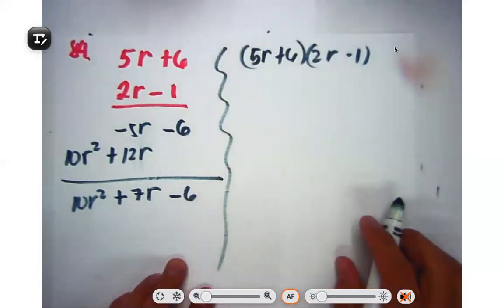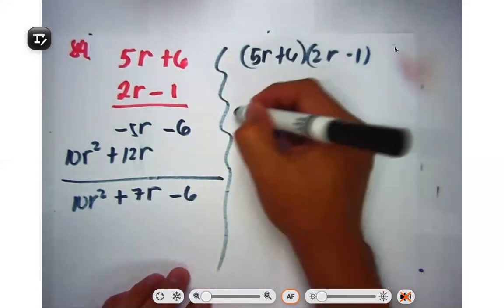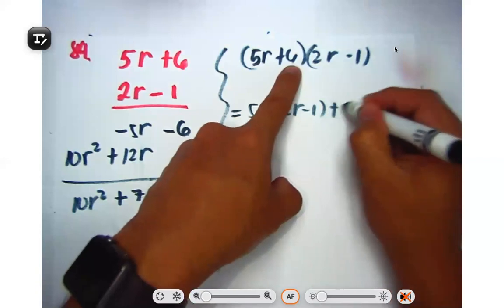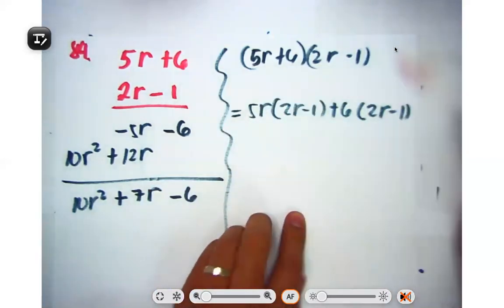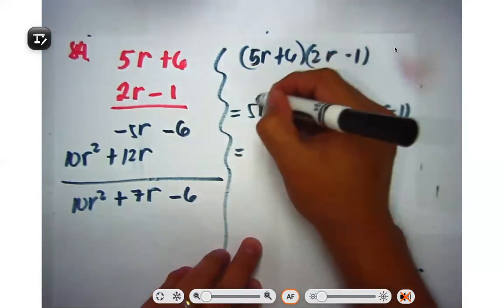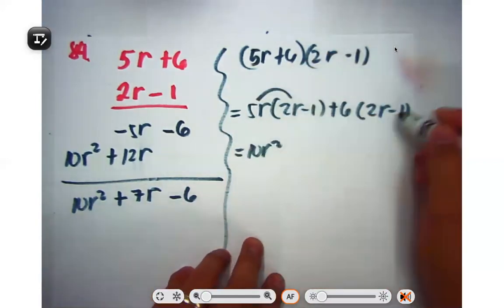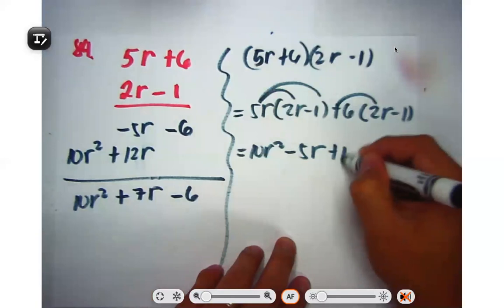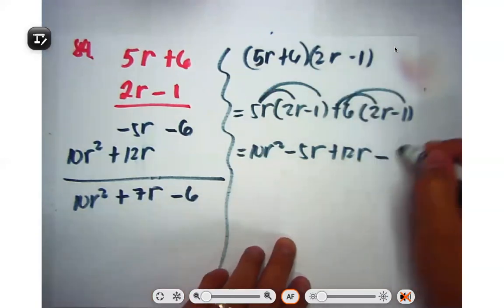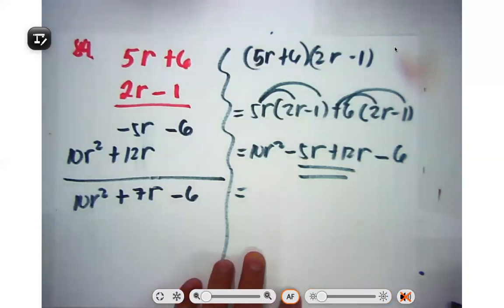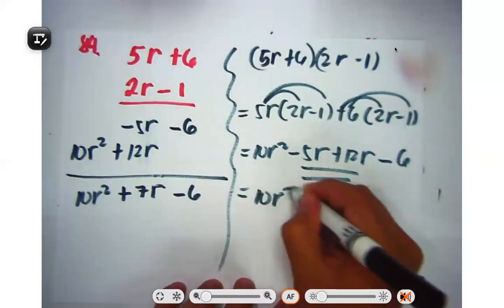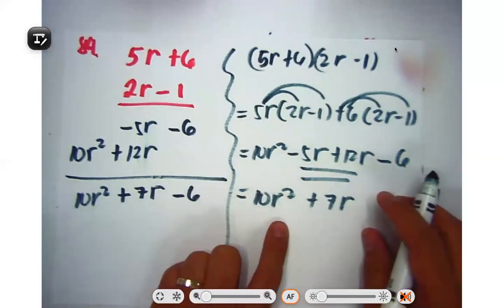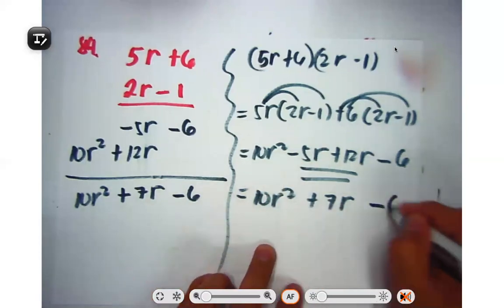Or let's prove if we get the same answer using the FOIL method. We have 5r times 2r minus 1, and then 6 times 2r minus 1. By distributive property, 5r times 2r is 10r squared. 5r times negative 1 is negative 5r. Positive 6 times 2r, that's 12r. And then 6 times negative 1 is negative 6. We have like terms: negative 5r plus 12r, you have 7r. So simply bring down 10r squared. Negative 5 plus 12 is 7r. Minus 6. We get the same answer.